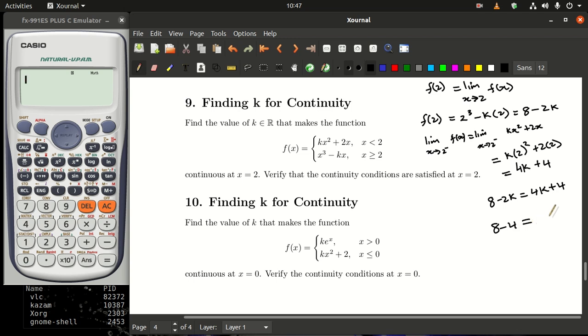And then on this side, I had my 4k, and I'm taking this one to the other side, so it's going to change its sign. I will end up having plus 2k. And then, of course, 8 minus 4 is going to be a 4. And then 4k plus 2k is going to be 6k, or k must be equal to 4 over 6, which is just the same as 2 over 3. That's the value of k that we need for this function to be continuous at this particular point.